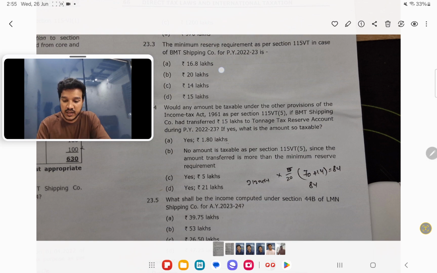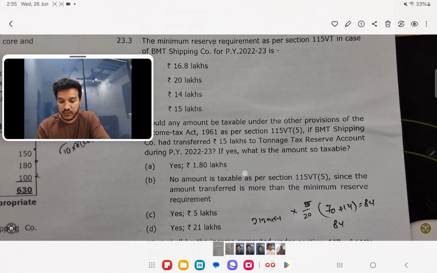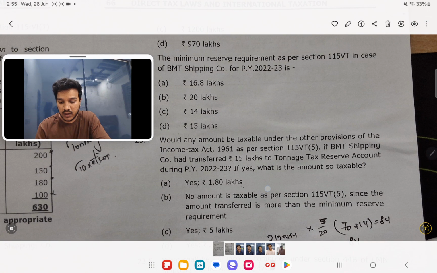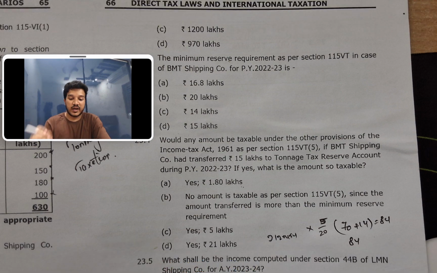Yeah, the answer should be B, right? It is 20 lakhs. And then another question is the fourth one: what would be the amount taxable under the other provisions of the Income Tax Act if the shipping company transferred 15 lakhs?